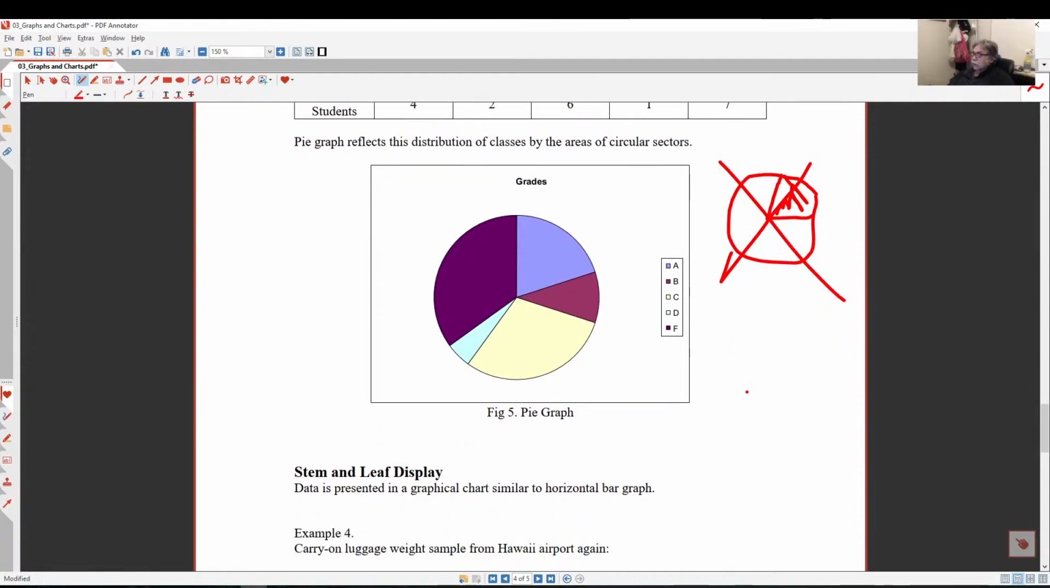Okay, in either case it ought to be proportional. The area ought to give you a presentation of the data. If you don't do that, then your graph is not really worth much as a graphical presentation.